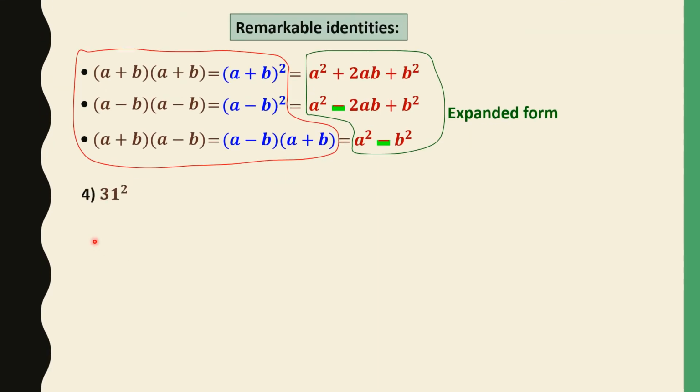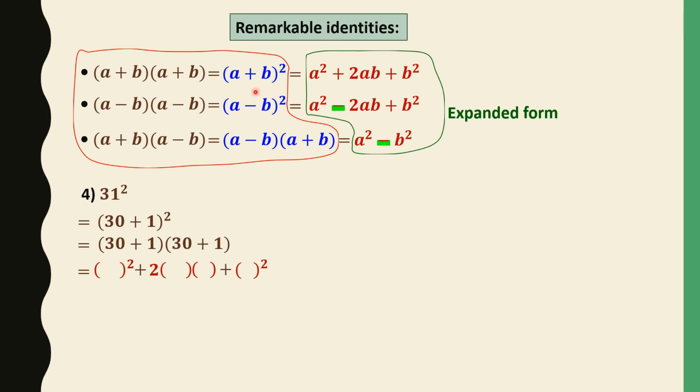Now, example 3, 31 squared. Here, instead of doing 31 times 31 and set up on a scratch paper, we can use the remarkable identity here. We can write here 31 in the form of 30 plus 1 squared. It's the same as the first remarkable identity. It's 30 plus 1 into 30 plus 1. So now let's write the poem, parenthesis squared plus 2 parenthesis parenthesis plus parenthesis squared.